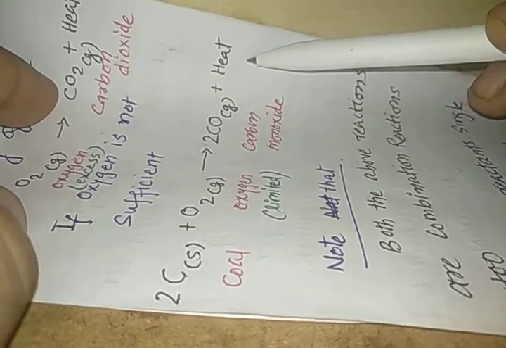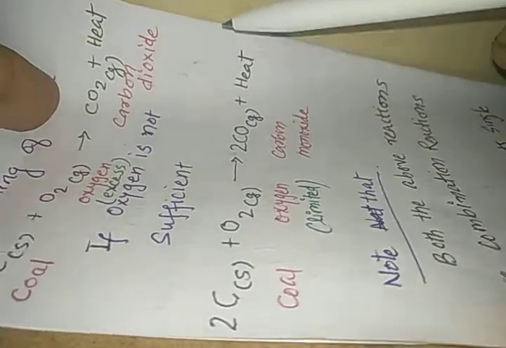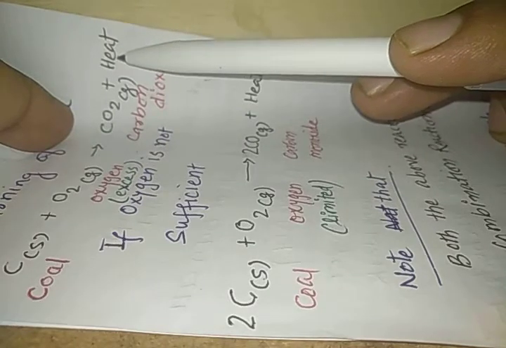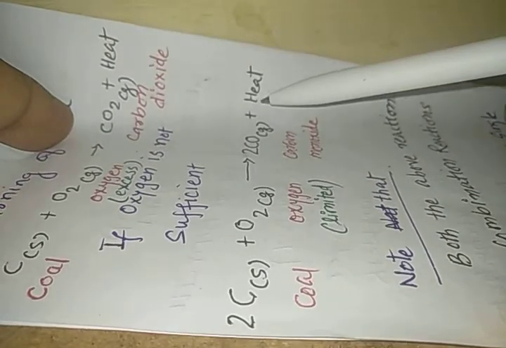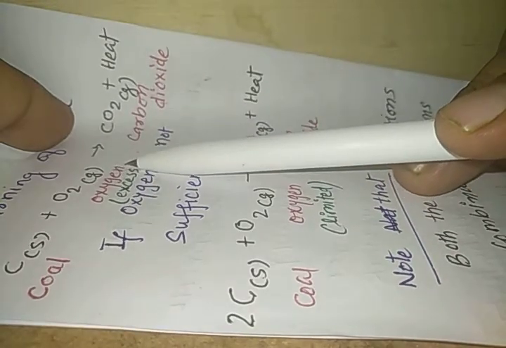This is again a process of burning, and during this process even heat is formed. In both these processes heat is formed, so both these processes are known as exothermic processes. But remember, the heat formed during this process is more than the heat formed during this process. This is what is known as complete combustion. This is what is known as incomplete combustion.